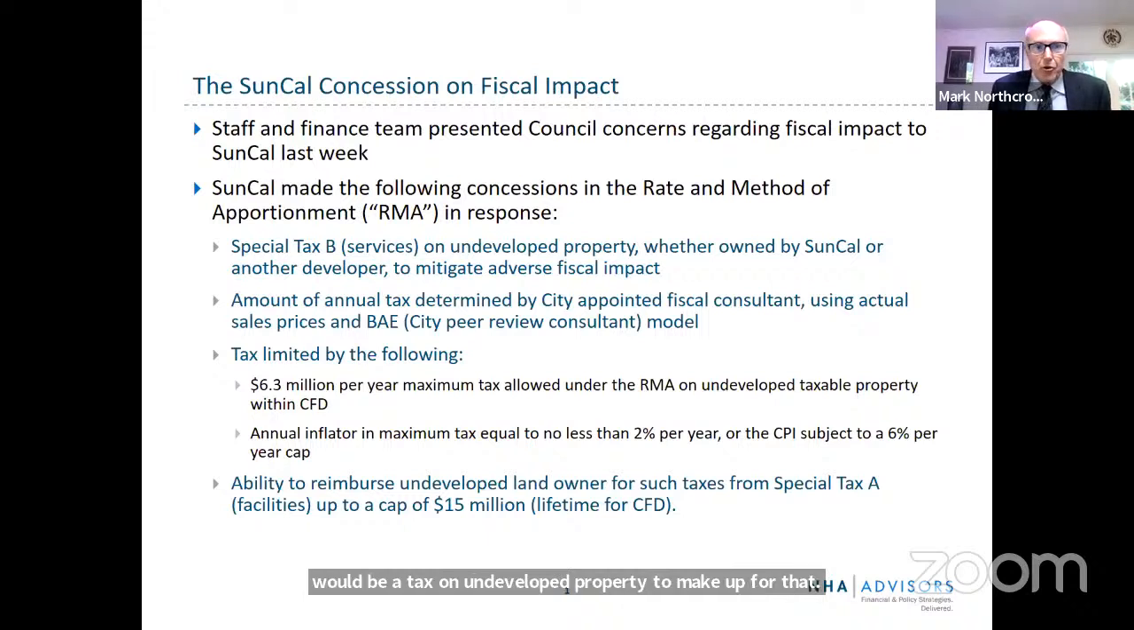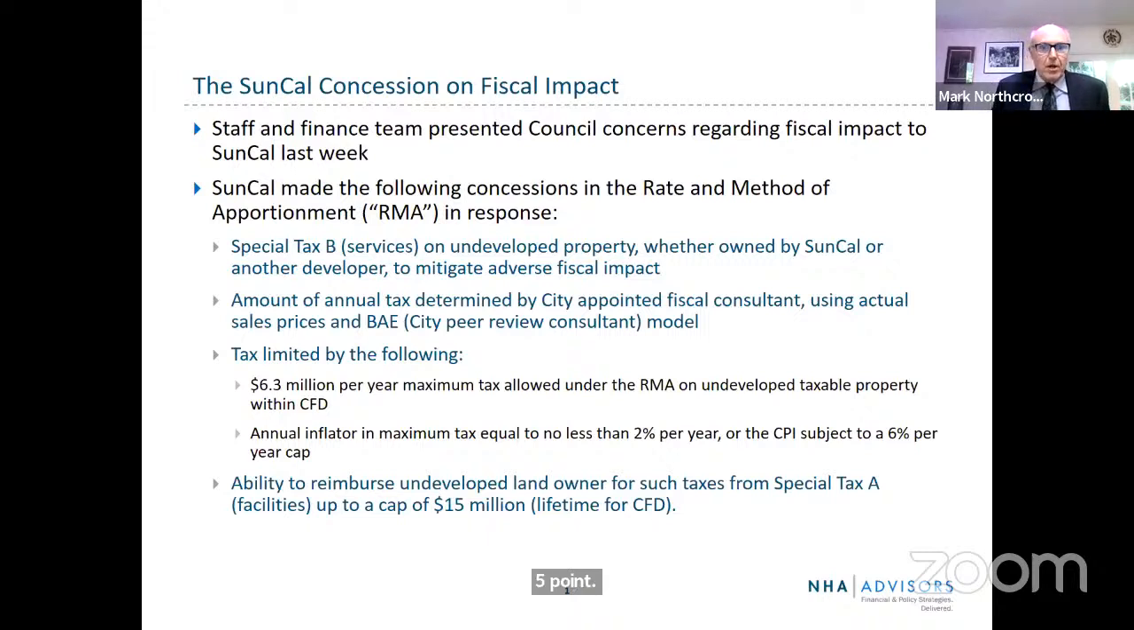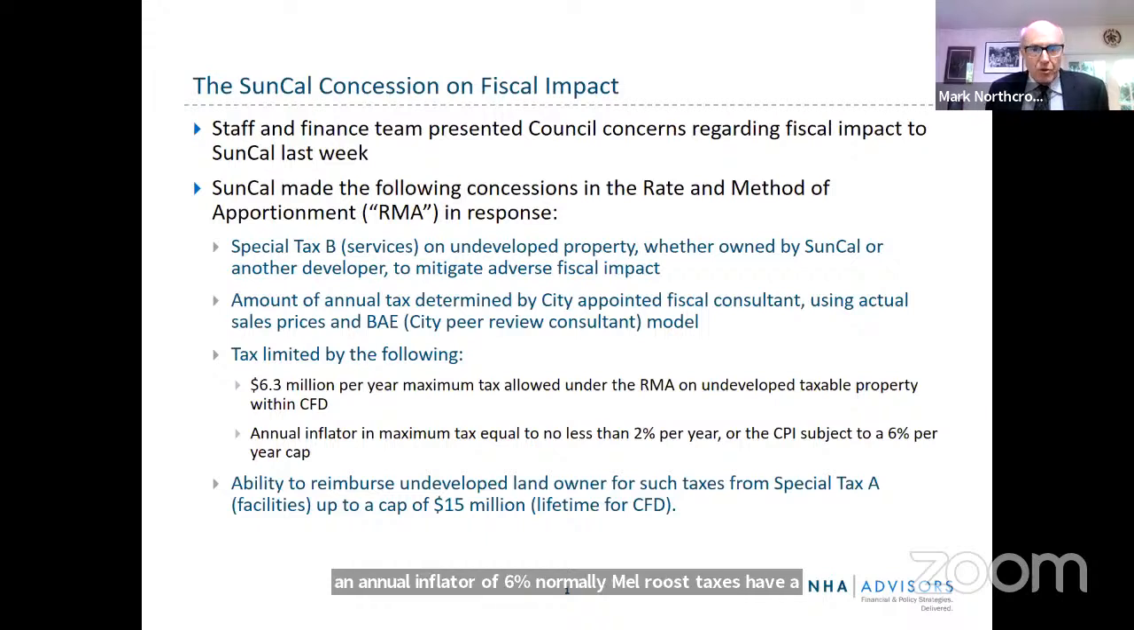That number is larger than the $5.3 million a year cost for police and fire, which is what really, in my opinion, drives the legitimate concerns in fiscal impact. The services tax would be subject to an annual inflator of 6%. Normally, Mello-Roos taxes have a cap under the statute of 2%. There is no cap for services. 6% is not a legal mandate, but it is a standard in the industry for services tax. That doesn't mean that Richmond has to stick with that, but that is what we put in there.